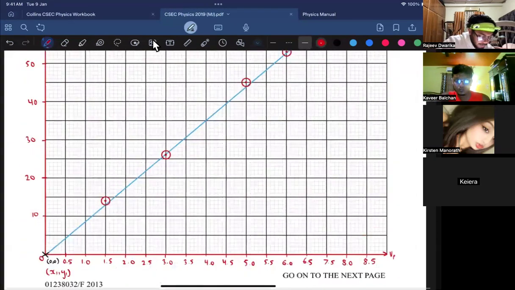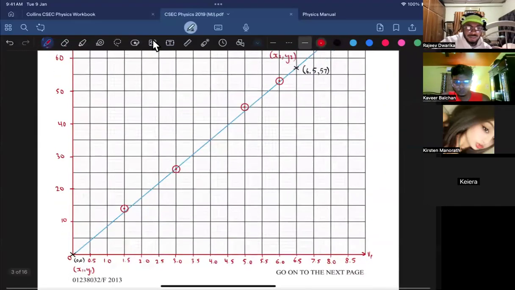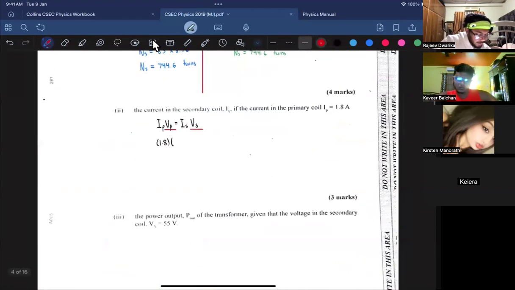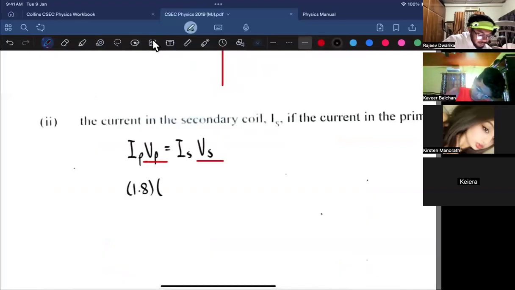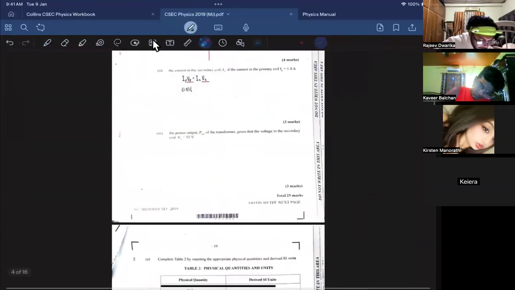So when the primary, do we have any points? I'm asking that first. Yeah, we can't use 0, 0, but we could use this. That's 6.5. What does that 6.5 represent? VP. That represents VP. And what does 57 represent? So you have a value for the primary voltage and the secondary voltage already. So what we're going to do is plug that in. The voltage for the primary was 6.5.